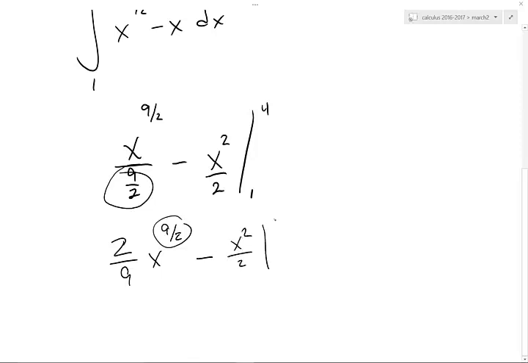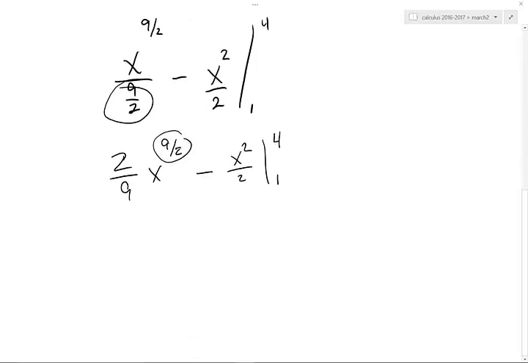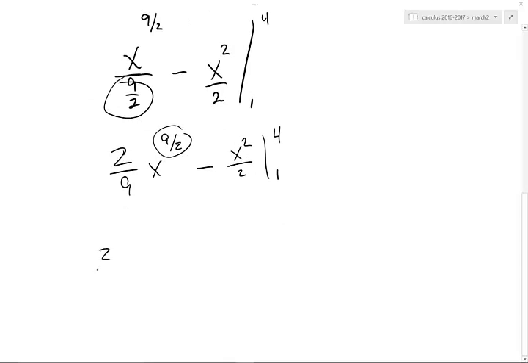And again, from 1 to 4. So I'm going to go ahead and plug it in here. I think I'm going to need a calculator for this because, well, no, I won't. I can do this in my head.